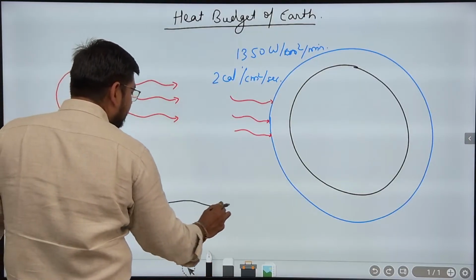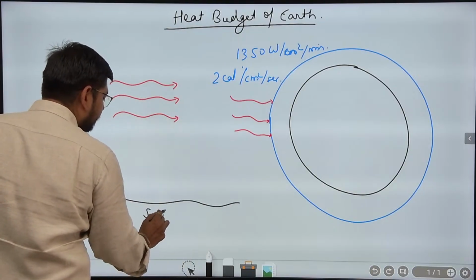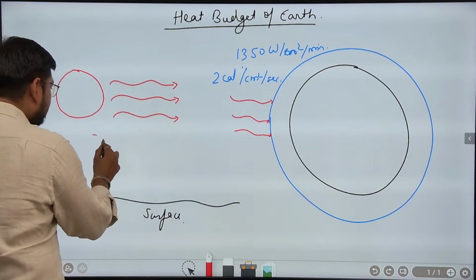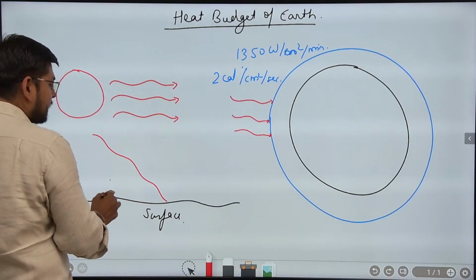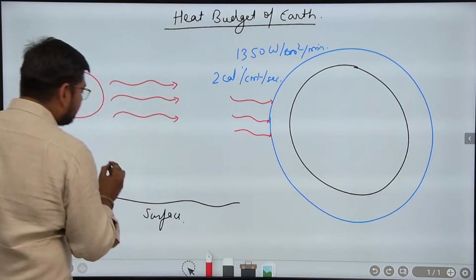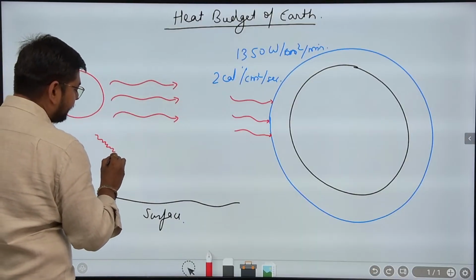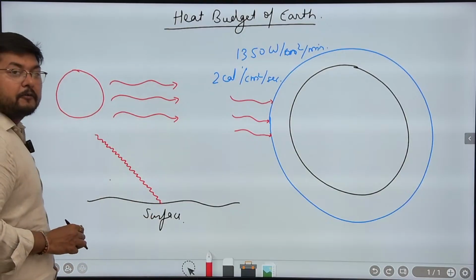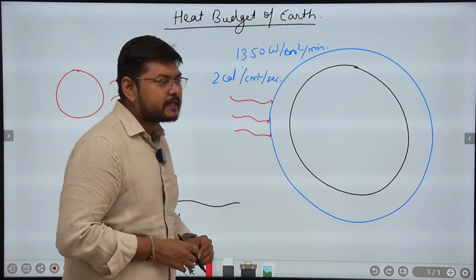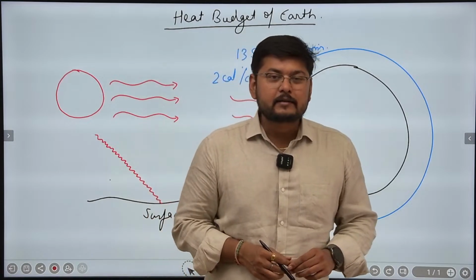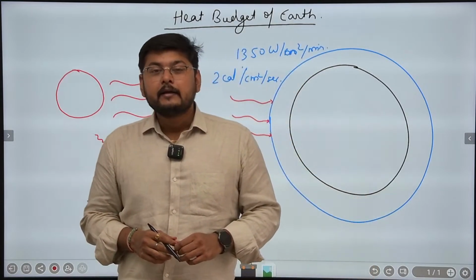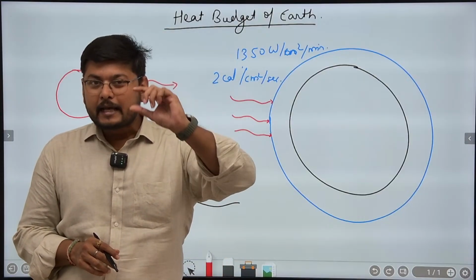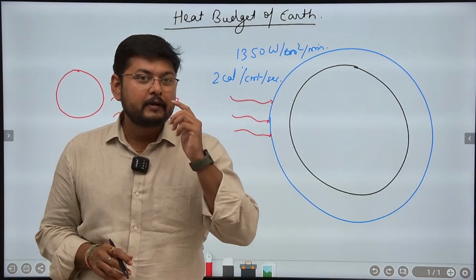Like this is the surface of Earth, and the amount of insolation which is received here is coming in the form of short wavelength radiation, which is insolation. In this case, there will be gamma rays, alpha rays, beta rays, and the visible light spectrum will also be there, and this energy is in the form of short wavelength radiation.